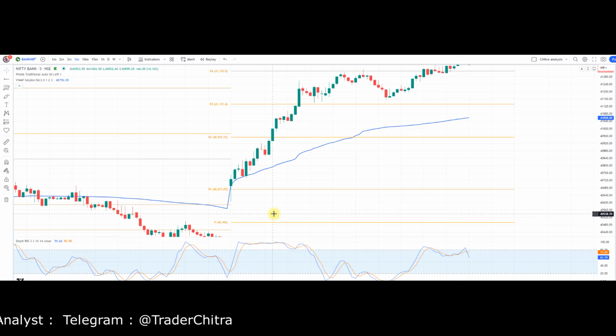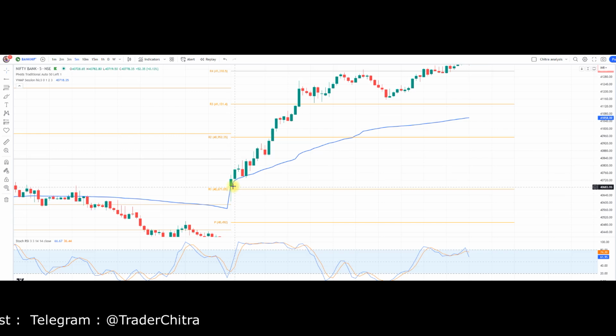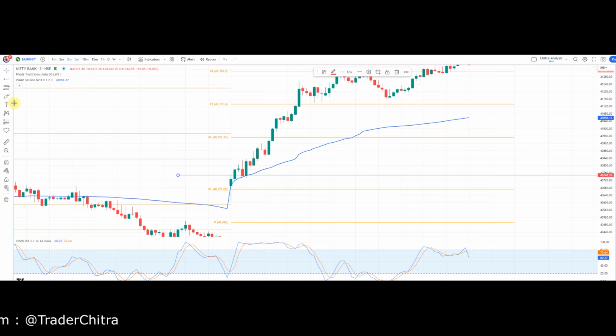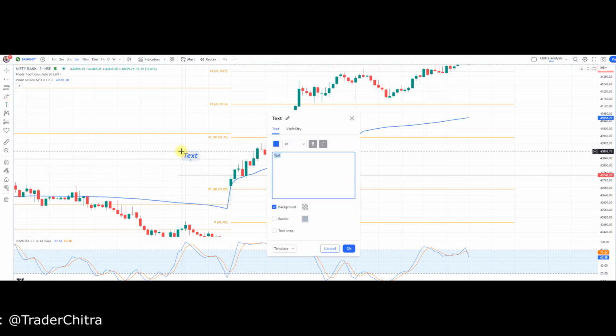Now we can see how we can enter into the long trade using this particular strategy. This green candle gave a close above R1 and above VWAP. This is on 3rd March. Okay, so one can enter into the long trade above this green candle. So this is the entry.